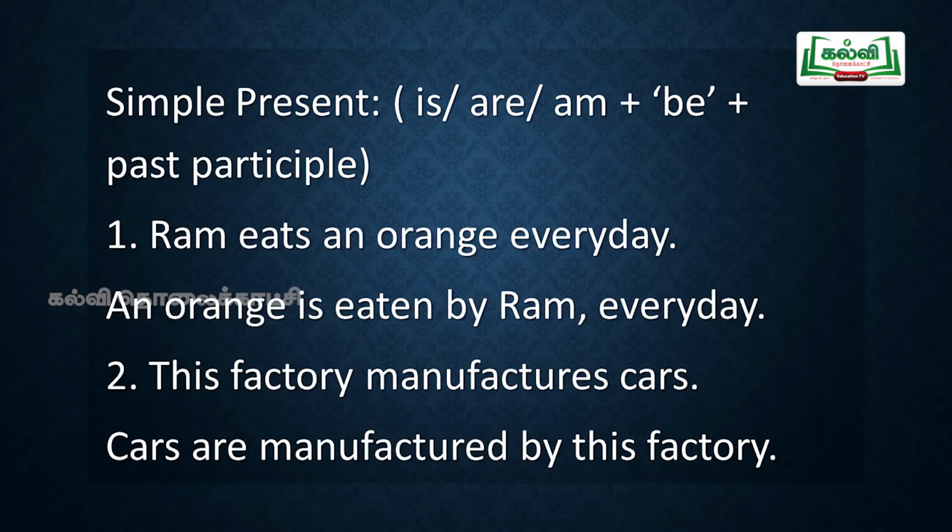Look at the next sentence. This factory manufactures cars. This factory manufactures what? Cars. So cars becomes your subject in the passive. Cars, manufactures changes to are manufactured because cars noun, plural subject. So cars are manufactured by this factory.